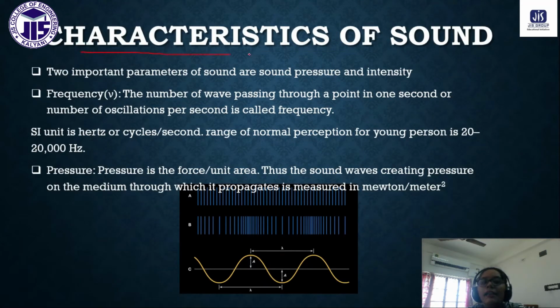Next, what are the characteristics of sound as well as noise? As sound and noise are both wave functions, we have some characteristics of a wave function, like pressure, intensity, frequency, wavelength, and amplitude. So these are all the characteristics of a wave function by which we can define a wave. Among them, the two important parameters of sound are pressure and intensity.